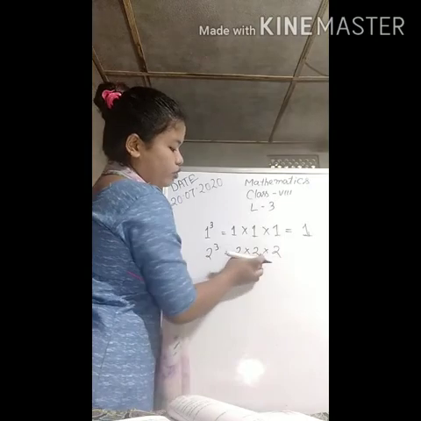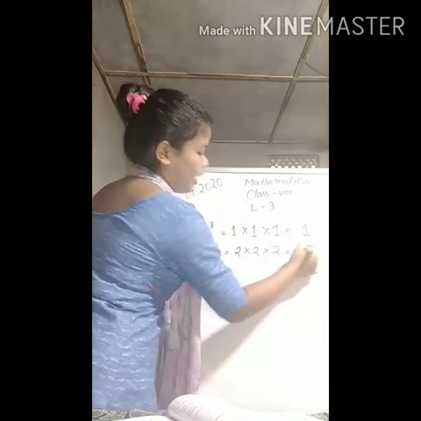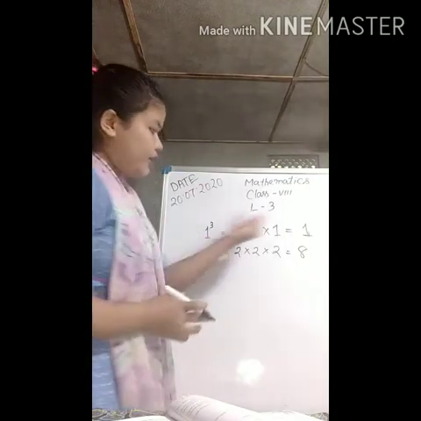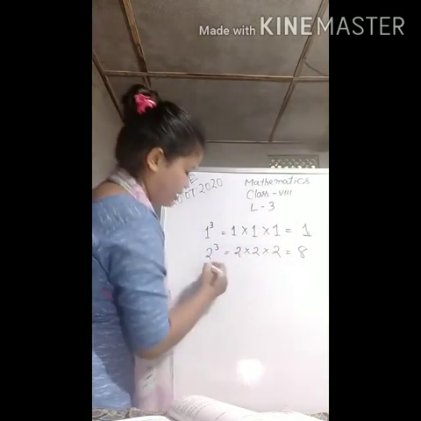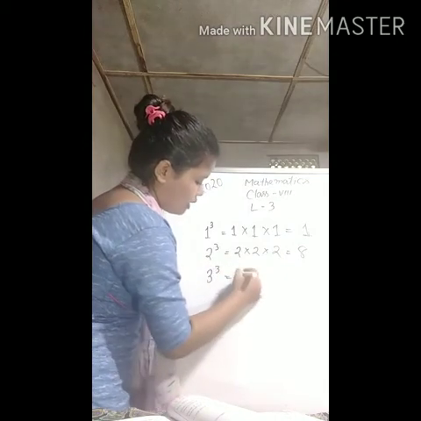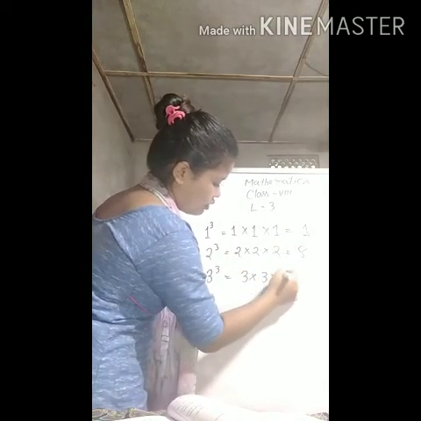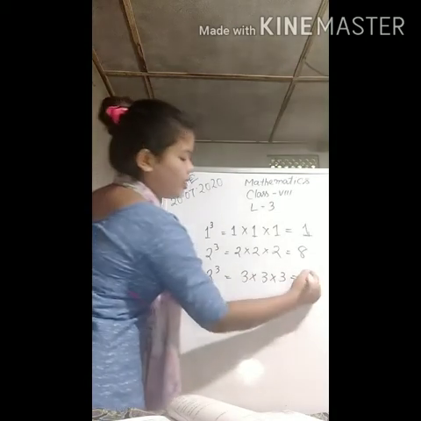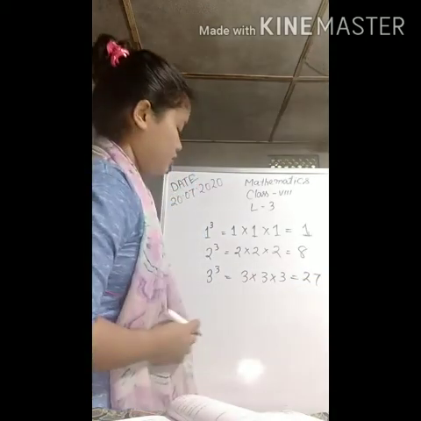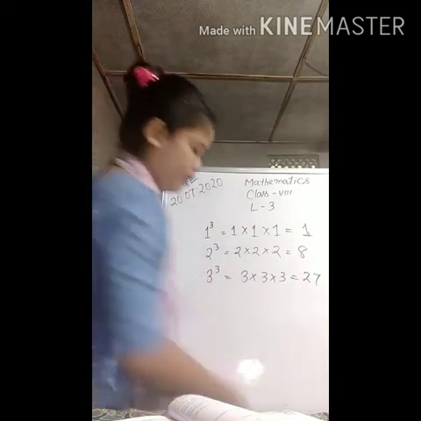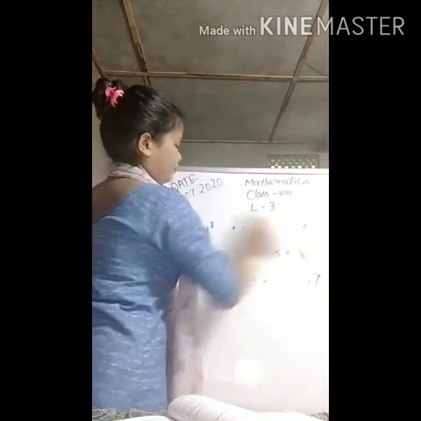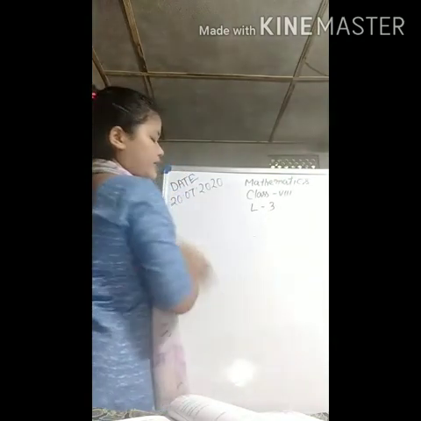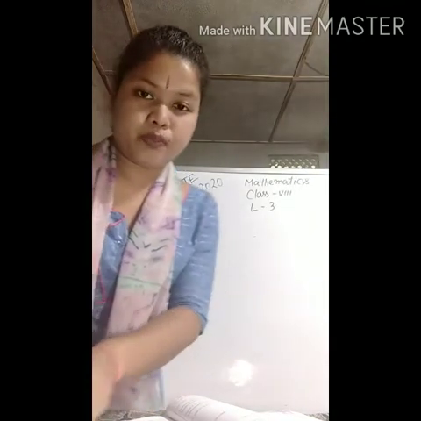Then 2 cube: 2 2s are 4, 4 2s are 8. That means 2 cube means 8. Understood? So 1 cube means 1, 2 cube means 8, like that. 3 cube means 3 into 3 into 3. That means 3 3s are 9 and 9 3s are 27. So these are cube numbers. So in this chapter we will learn about perfect cubes.